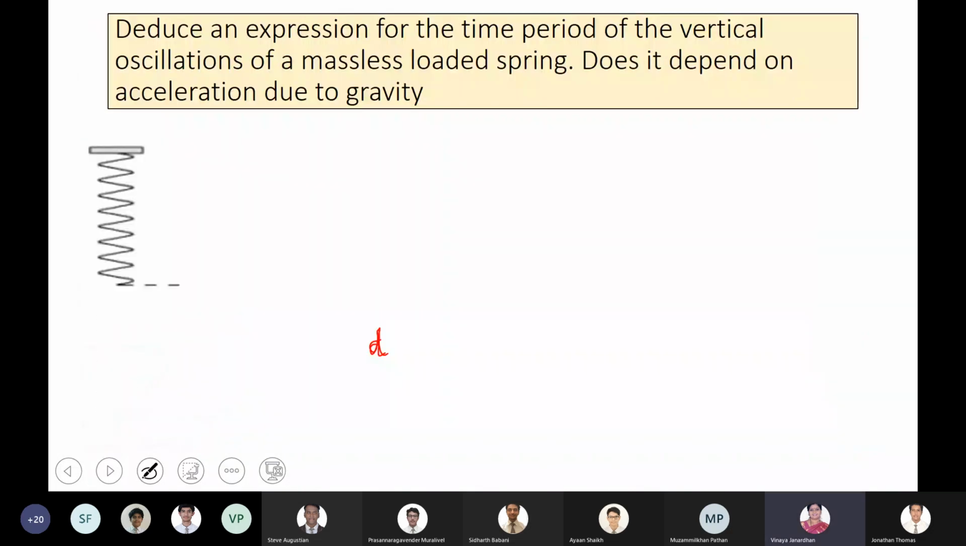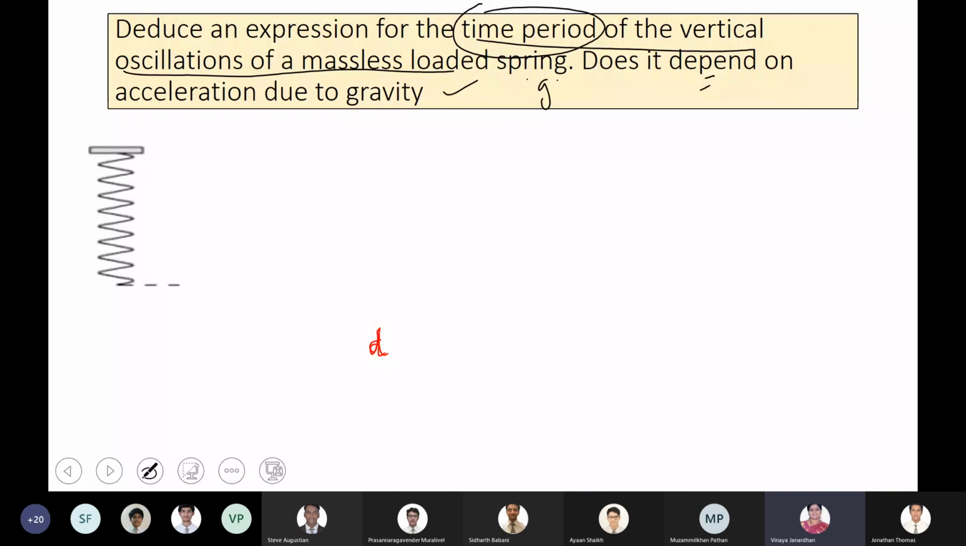Look at this, boys. Suppose we consider the question: find the time period of vertical oscillations of a massless loaded spring. You load a spring and make it undergo oscillations. Then you need to find the time period of the oscillation, and you have to prove that this time period is independent of acceleration due to gravity.